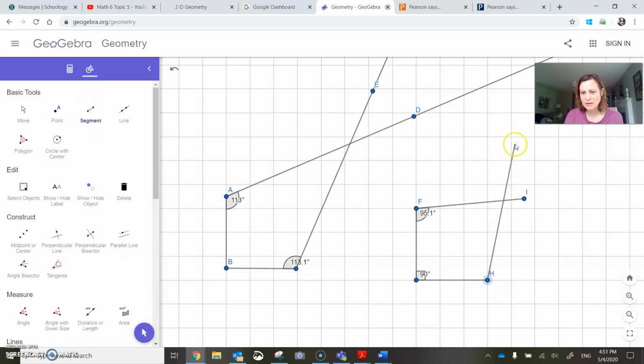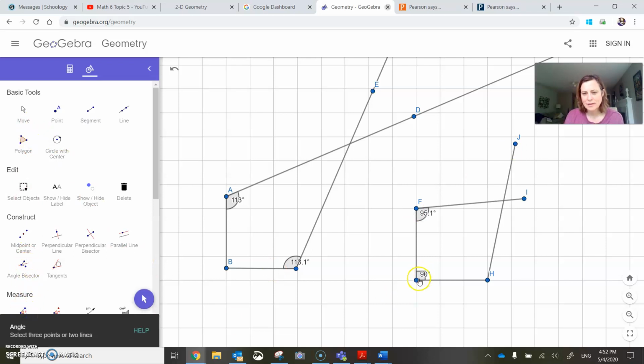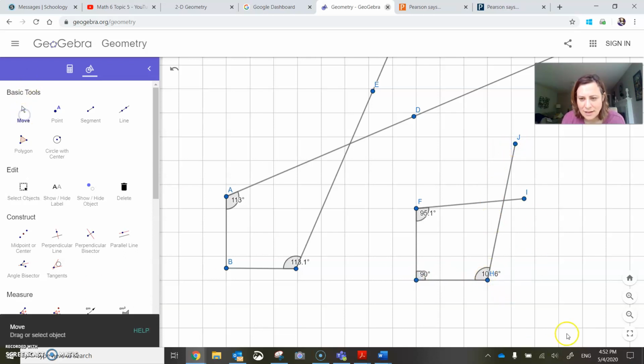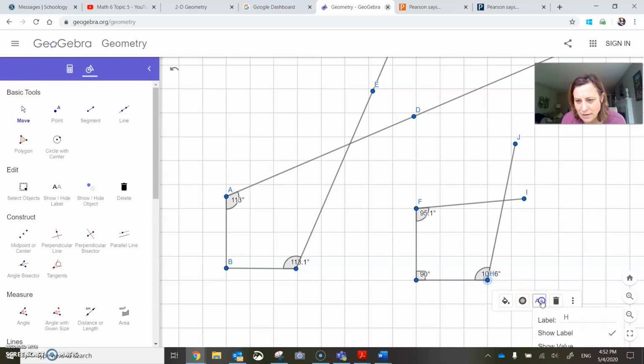So now I'm going to do another segment. I'm going to go from here. I'm going to go through it because I don't know where it should stop. And I'm going to measure that angle. H has got to be the middle, up to J. That's, okay, and let's get rid of that letter. Turn off label, there, 101. So I'm going to move J until it says 95.1. So there we go.